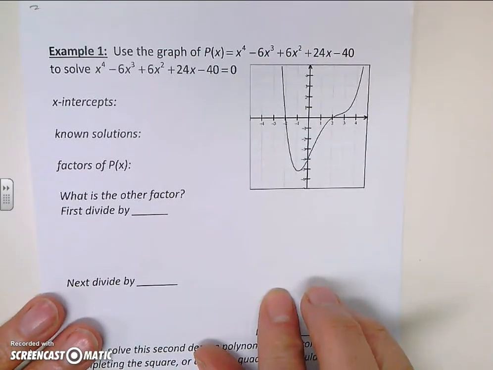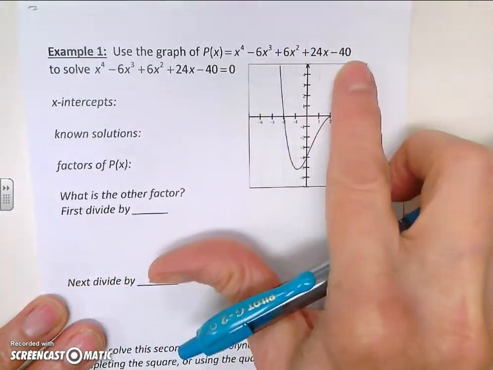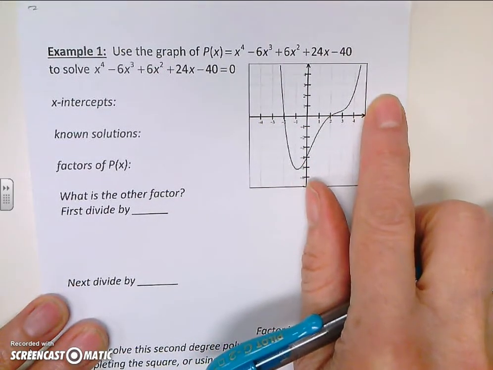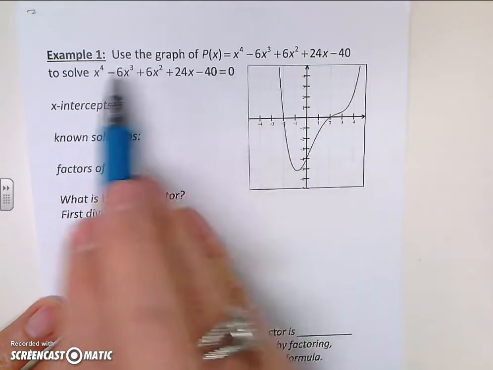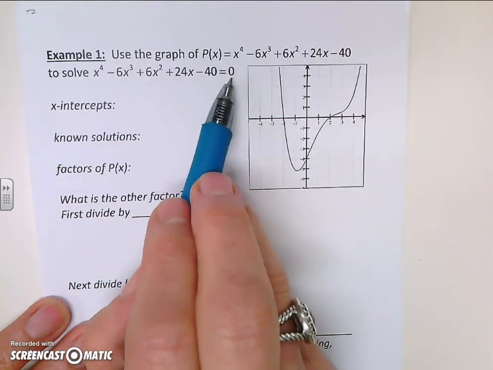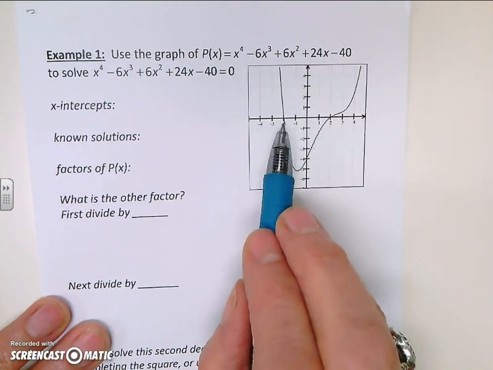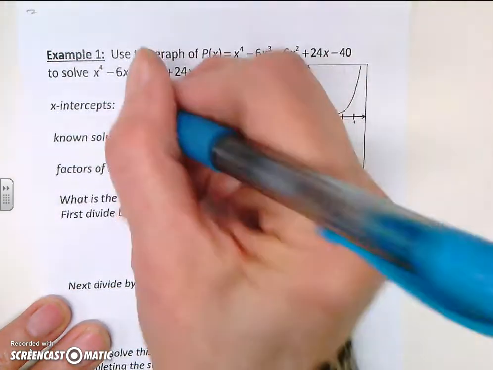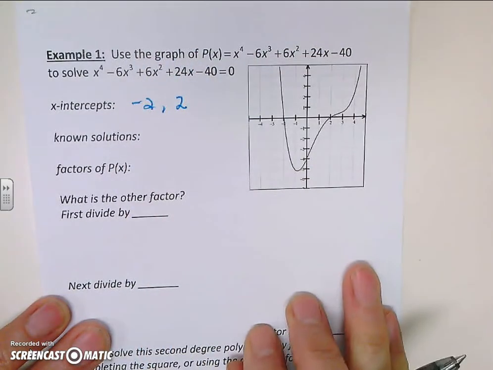Okay, now we're ready for example 1. We're going to use this graph of this polynomial, which we got graphed right here, to answer the following questions. We're going to solve this problem where it's set equal to 0, so we're going to find its solutions. We're going to look here to see where the x-intercepts are. We have an x-intercept at -2 and at +2.